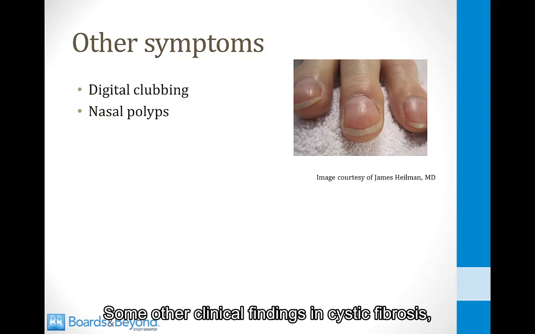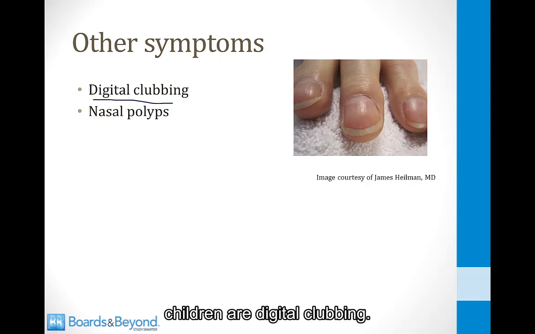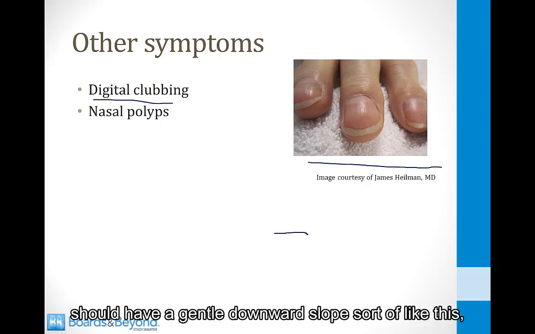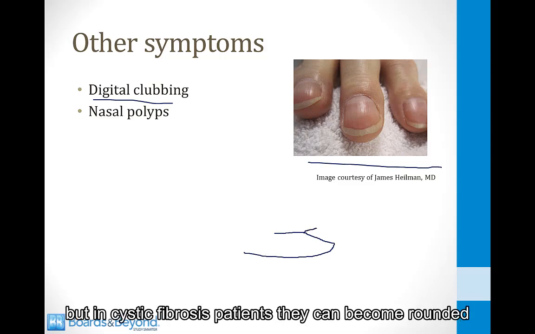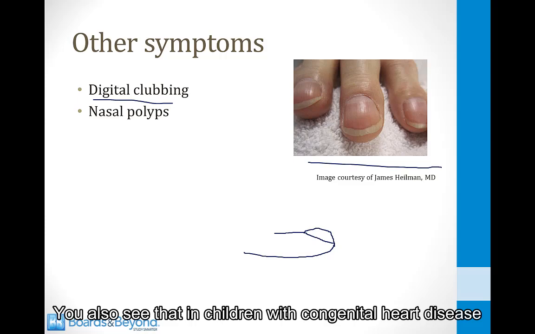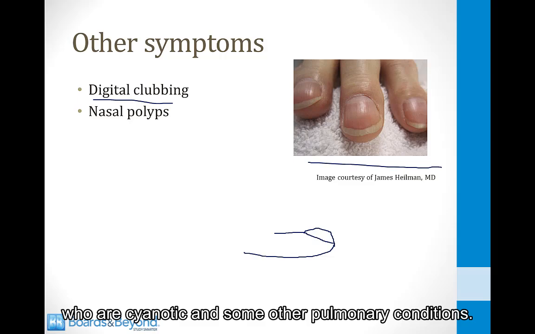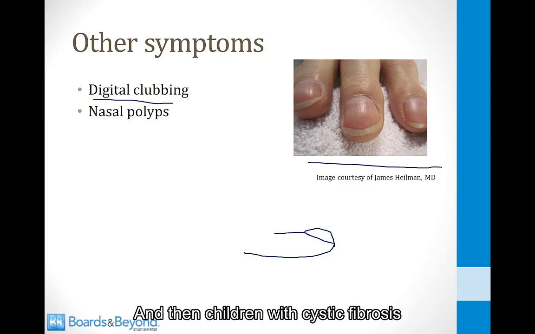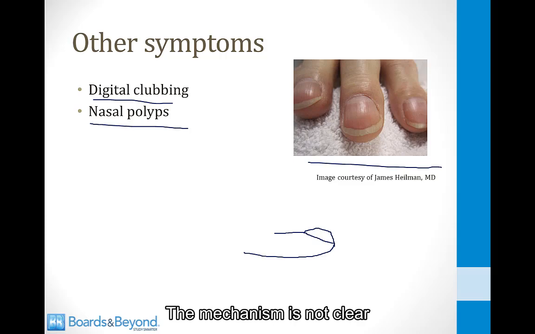Some other clinical findings in cystic fibrosis children are digital clubbing, and this is a picture of digital clubbing over here on the right. So normally your fingernails should have a gentle downward slope, sort of like this, but in cystic fibrosis patients, they can become rounded, and that's called clubbing. You also see that in children with congenital heart disease who are cyanotic and some other pulmonary conditions. And then children with cystic fibrosis can develop nasal polyps. The mechanism is not clear, but it appears that that thickened mucus can develop into polyps inside the nose, and these can become obstructing and lead to sinusitis and nasal congestion.